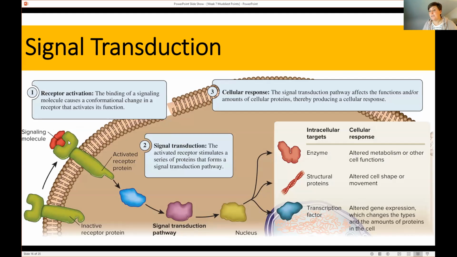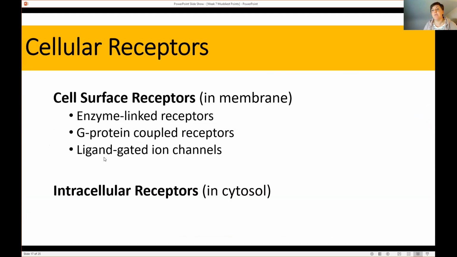Okay, so now they have that message. Now what do they do with it? So that's where we move on to how these messages are received. And messages are received via cellular receptors.